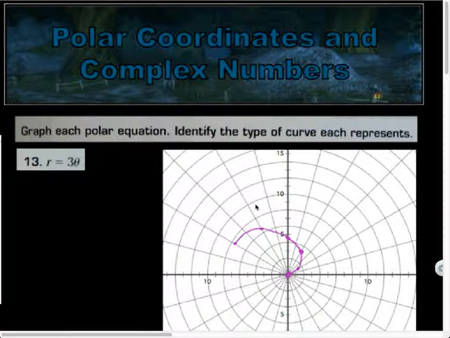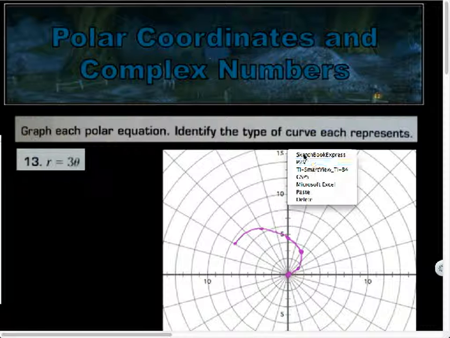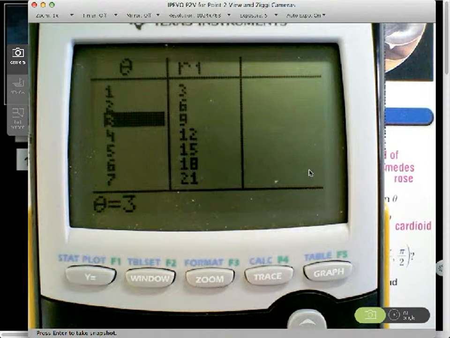Some other values that I could work with here. Let's see, if you want to do the table and you want to change degrees to radians, you do pi over 180. Oh wait, no, that's radians. It's 180 over pi. Here, let me see if this will work.